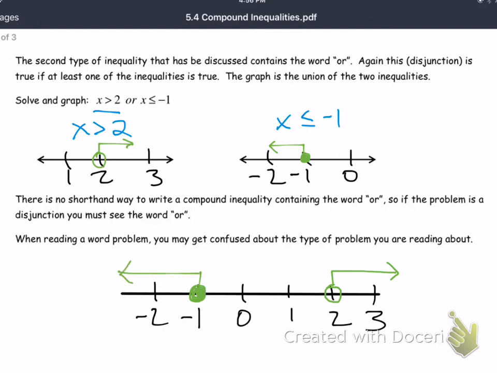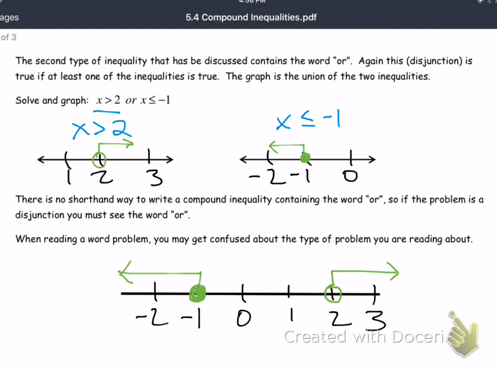And so this is an or statement. They're kind of running away from each other. So an and statement, they were going towards each other. An or statement, they are going away from each other. And so there's actually not an easy way to write these statements, so you'll always see the word or.